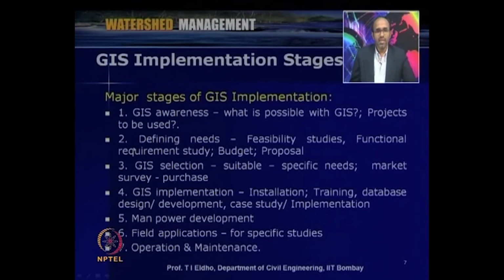Then the second stage is defining the needs. What are your needs? Are they project specific, or what kind of needs are there? We can obtain details by using feasibility studies or a functional requirement study, and then we have to see what budget can be spent for the GIS implementation and its training and other things.